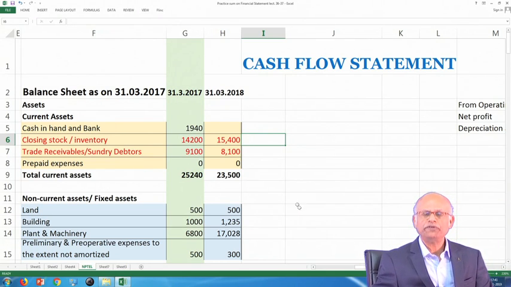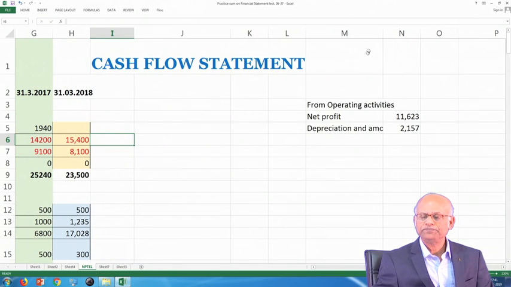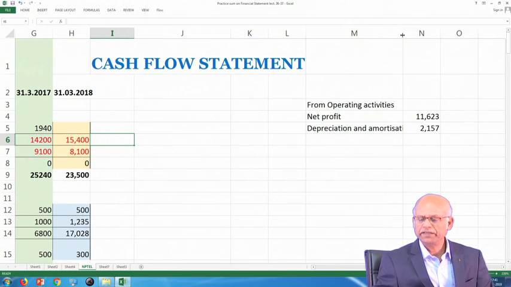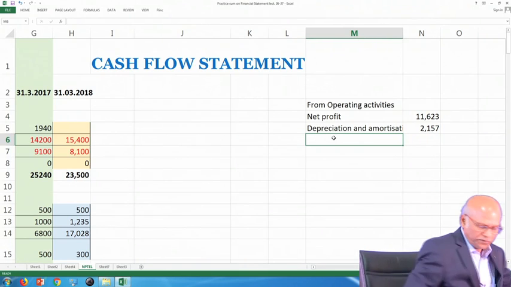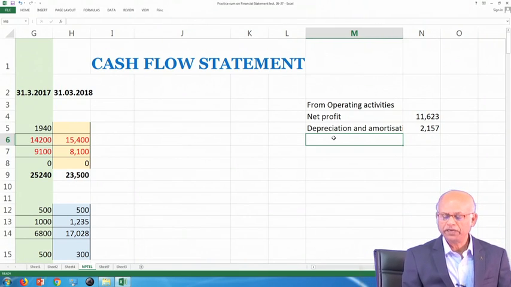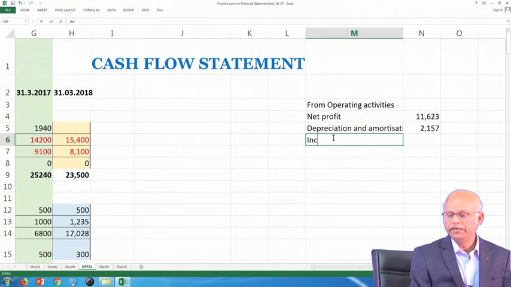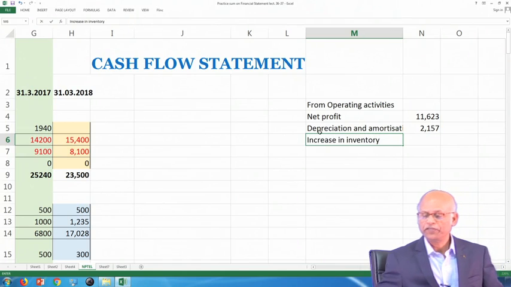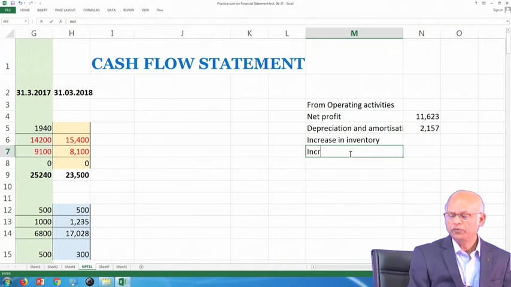So, let us now move into the cash flow statement. After depreciation, let me write the main items, then we will pick up from there. Let me type it here. First item is increase in inventory or stock, whatever you call it. Then we will write increase, and it will come with its sign, increase in, say, receivables.